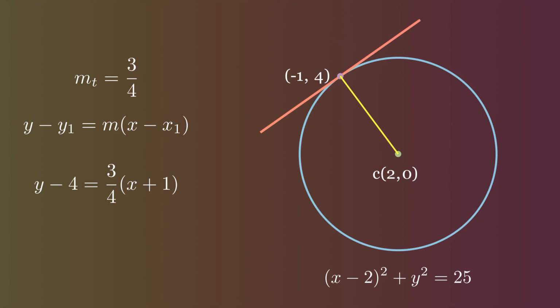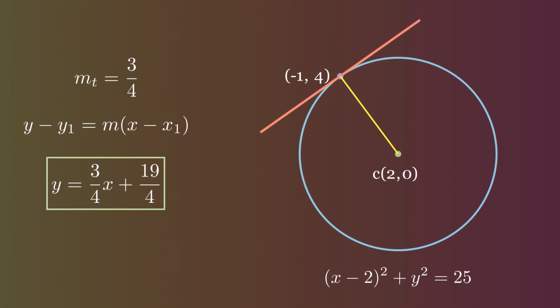To achieve this, distribute 3/4 and transpose -4 to the other side. This will become y = 3/4 x + 3/4 + 4. Then let's add the constants, which results in y = 3/4 x + 19/4. We can now conclude that the equation y = 3/4 x + 19/4 is the equation of the tangent line from the circle (x - 2)² + y² = 25 intersecting at (-1, 4).